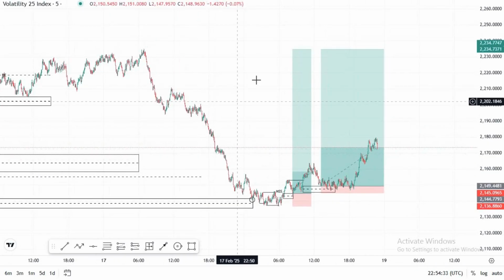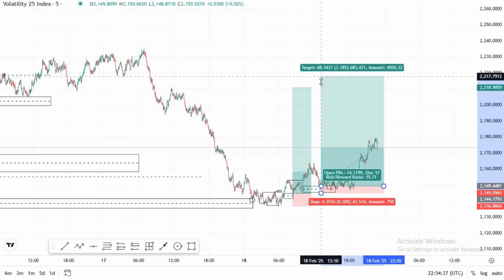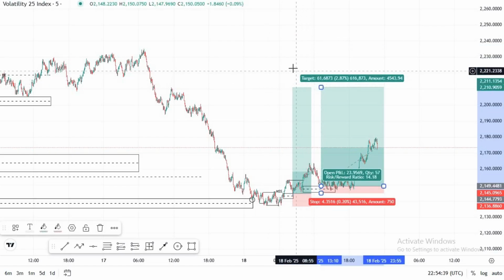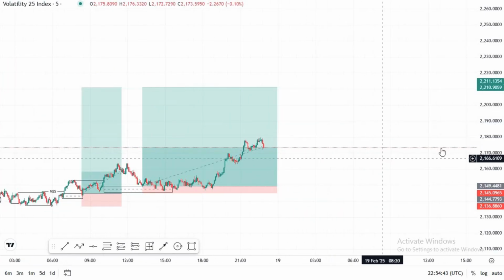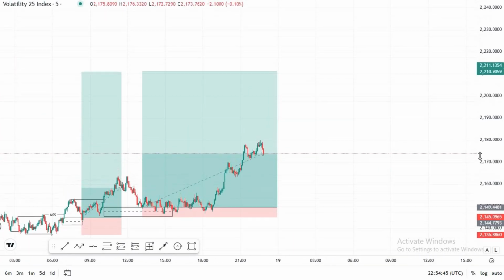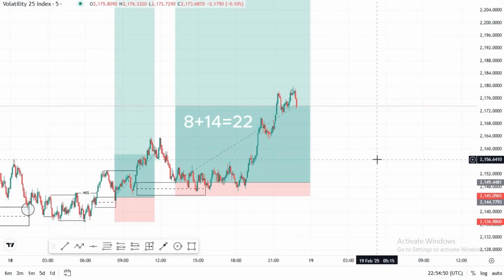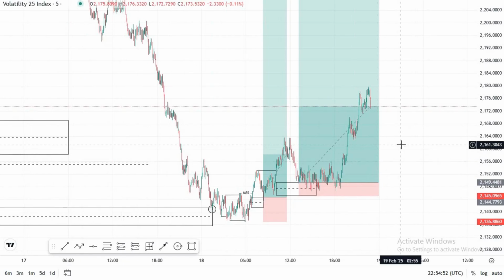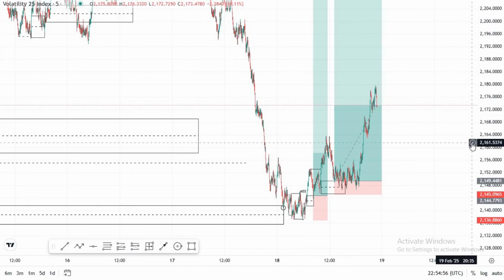This is very absurd. If I target the draw liquidity right here, this is a 1 to 8, and this is a 1 to 14. 8 plus 14 is almost 20. Let me see, 8 plus 14 is almost 22 or 23. I don't know, I'm bad at math, but this is a lot of money that I could have caught.